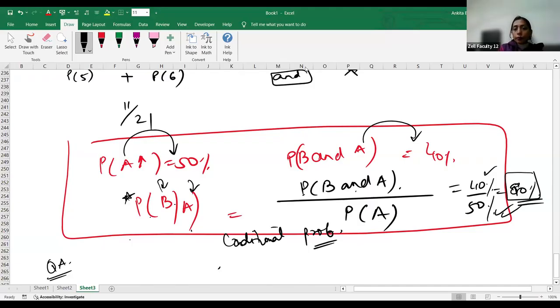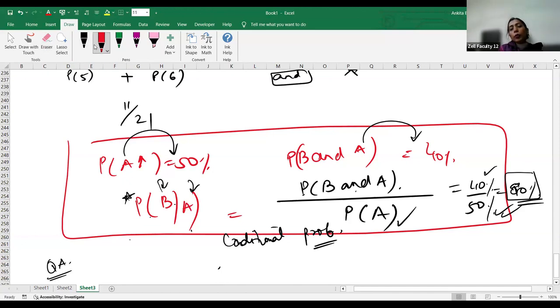Ma'am, I just want to confirm, when you're doing conditional probability, you always divide by the independent one? Yes, that is what you do. Or you can remember it in the way that here A is there in the denominator, so we divide it by A, because A is independent and B is already dependent.